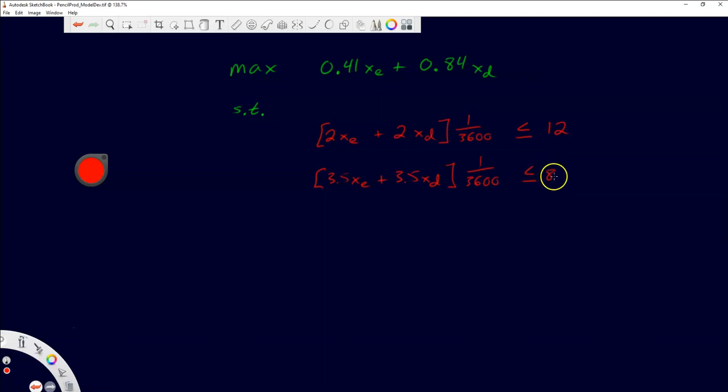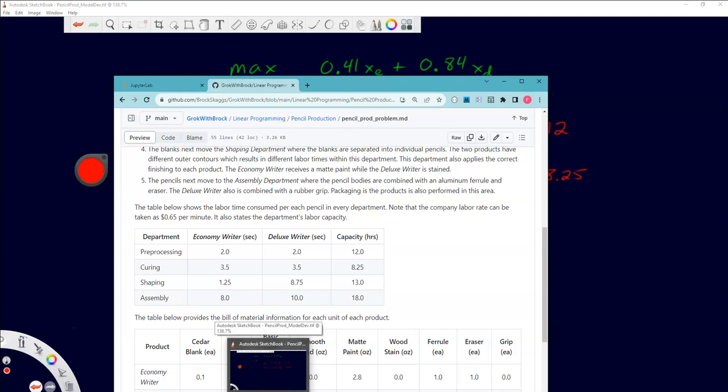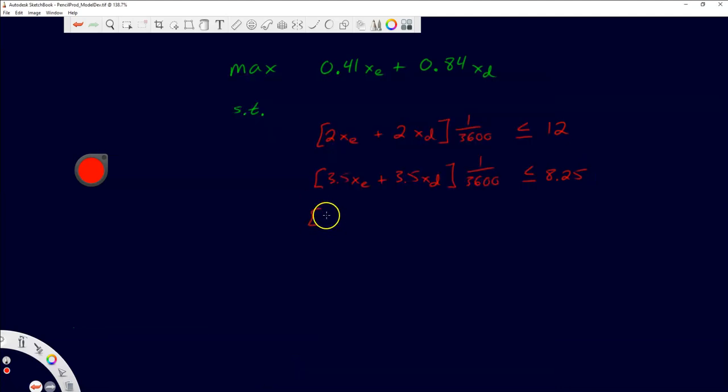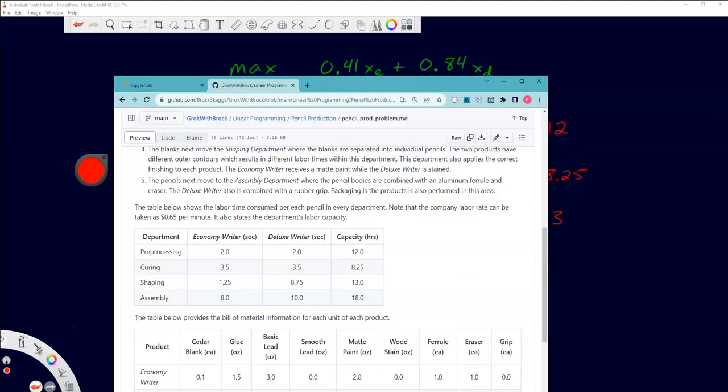That was 8.25. The shaping is 1.25 and 8.75, and we'll have 13 hours. And notice here, what I'm doing is on the left-hand side, I'm generating an expression for how many labor hours I'm consuming during my production run, and I'm saying that's got to be less than or equal to my capacity on the right-hand side.